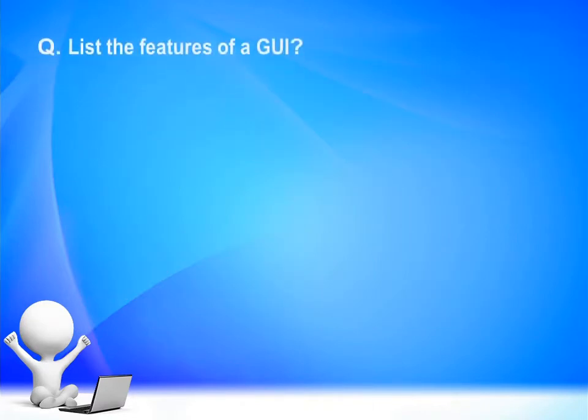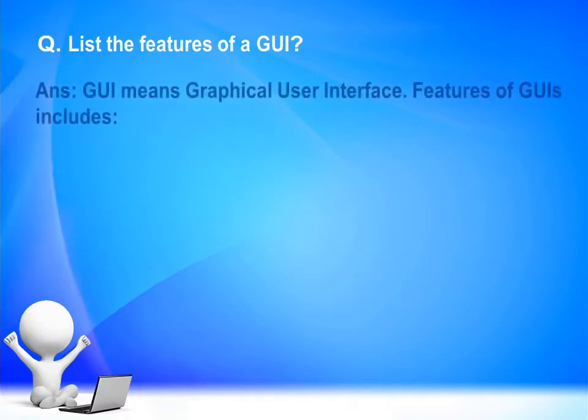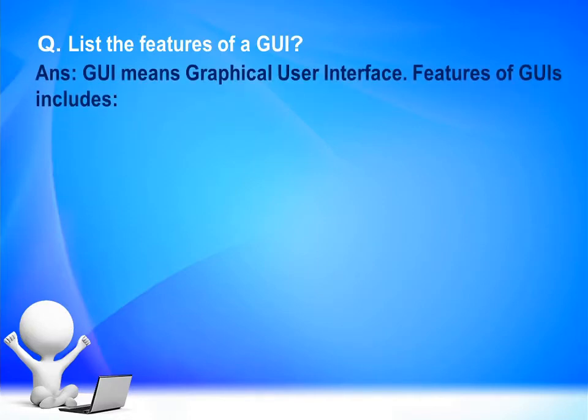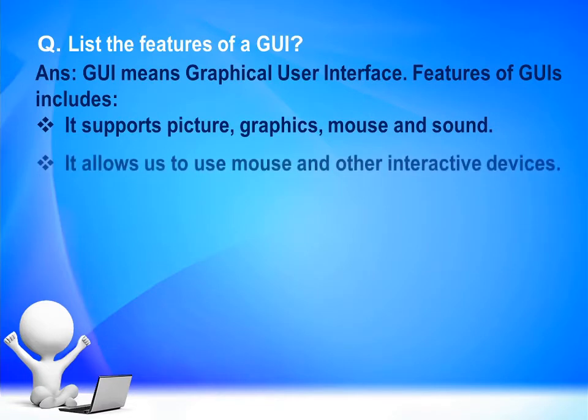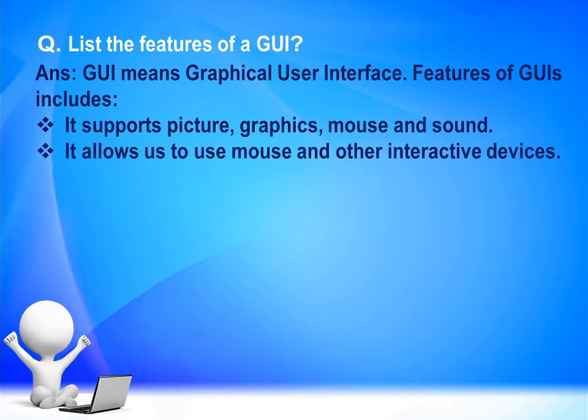Next, list the features of a GUI. The answer is GUI means graphical user interface. Features of GUIs include: it supports picture, graphics, mouse and sound. It allows us to use mouse and other interactive devices.